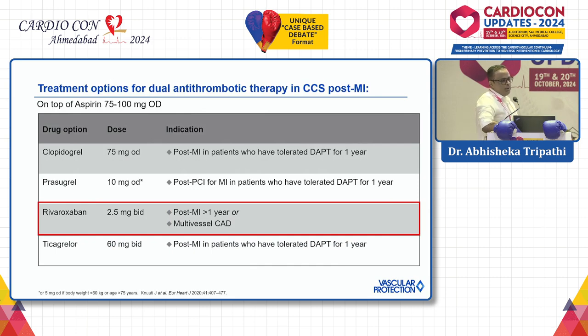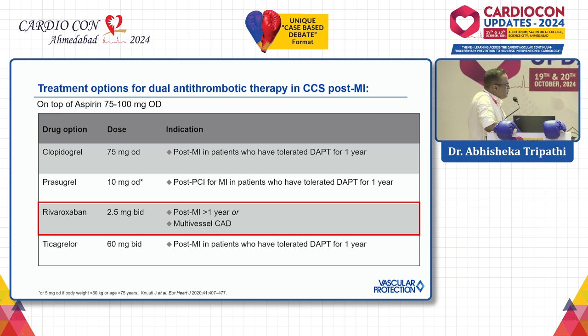Now, for the treatment options after 1 year, if you want to continue in your patient, depending on their risk profile and thrombotic profile, you have 4 options. Clopidogrel, as in the DAPT trial, you can continue beyond 1 year if your patient has tolerated it well. Prasugrel, in the post-MI patient, you can continue beyond 1 year. Rivaroxaban, you can start after 1 year and continue. And ticagrelor, 60 milligram BID, less than the normal dose, beyond 1 year.